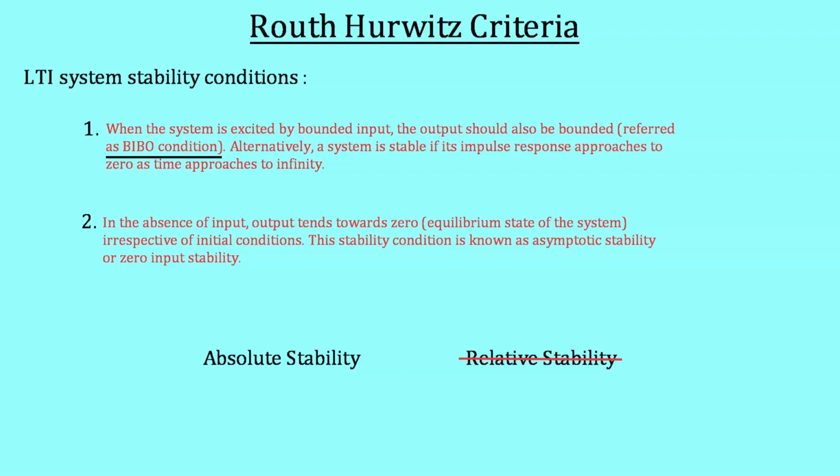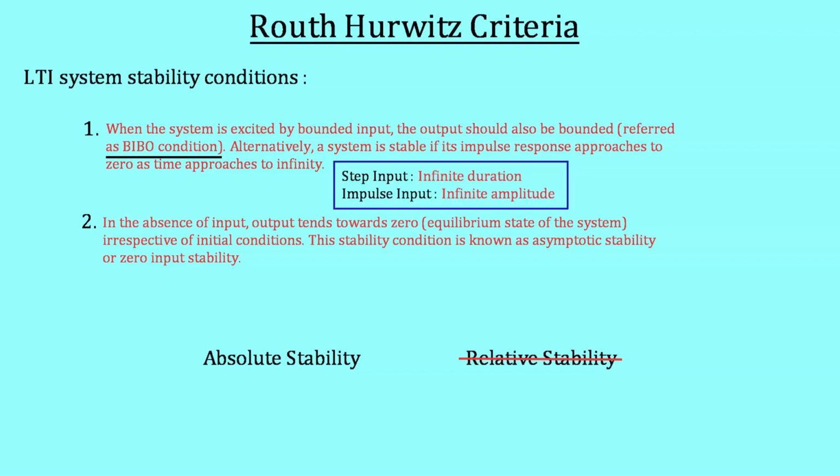Generally, if in some cases you have to verify your result for bounded input signals, then students usually take two types of input. One is unit step input and the other is impulse input, as these two signals are quite unique. One signal is having infinite duration but provides constant magnitude and the other is having infinite amplitude which lasts for only a very small time.